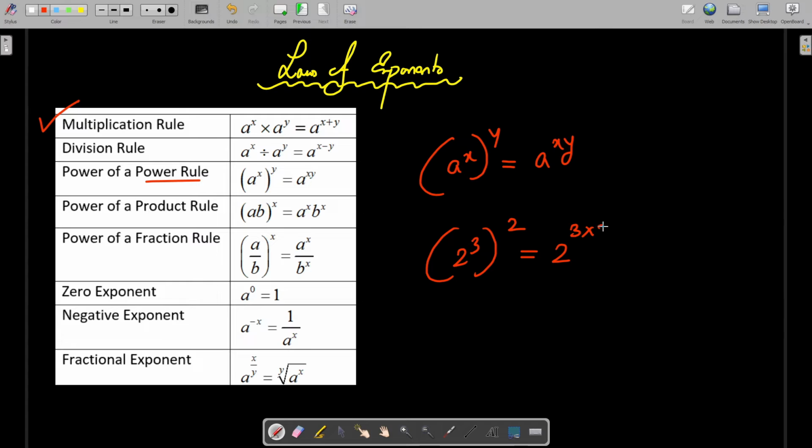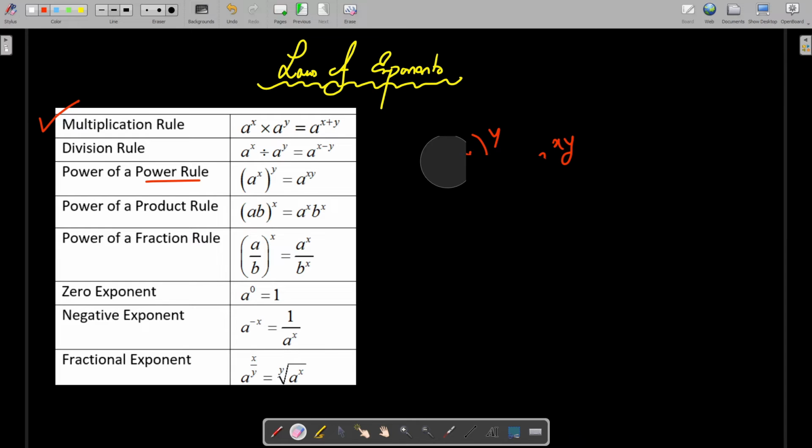So it will be 2 to the power 3 into 2. That will become 2 to the power 6. That's what this law means. I hope it's pretty easy to understand.